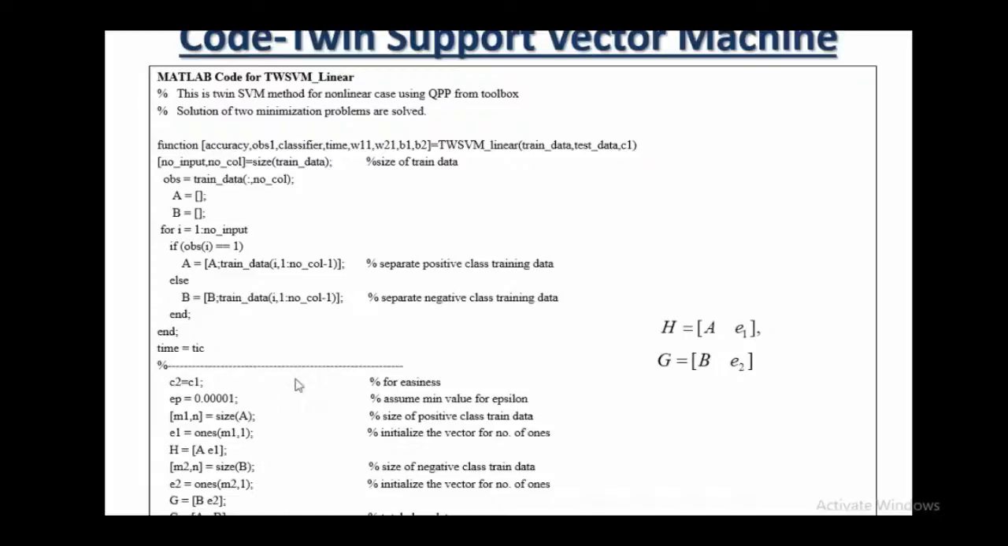So you just write in this particular manner. This is some space. Okay, and in the same manner m2 comma n is equal to size of B. So the same things you are just calculating for E2, then G you are defining by B2. Ultimately, what we have seen in the formulation is that H is defined by A even and G is defined by BE2. So that thing you are just doing here.